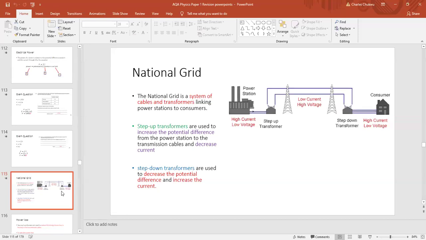Okay, so I think we've made a subtle reference to the national grid, a system of cables and transformers. Of course, there are other devices. This is the simplest definition of what the national grid is, linking power stations to consumers. Okay.